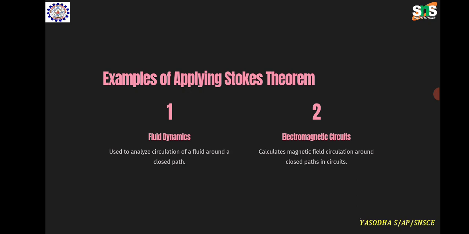Examples of applying Stokes theorem. In fluid dynamics, we are using Stokes theorem. It is used to analyze circulation of a fluid around a closed path. In electromagnetic circuits, we are using the Stokes theorem. It calculates magnetic field circulation around closed paths in circuits.